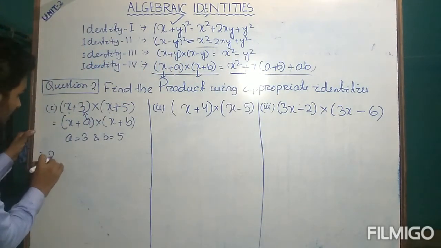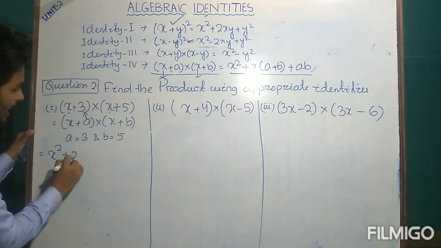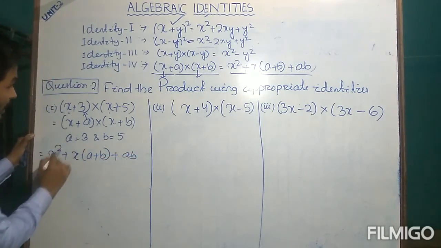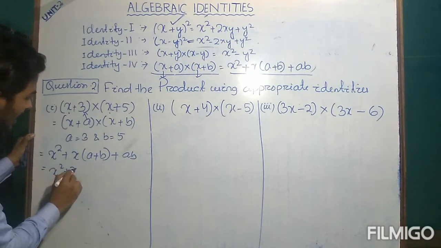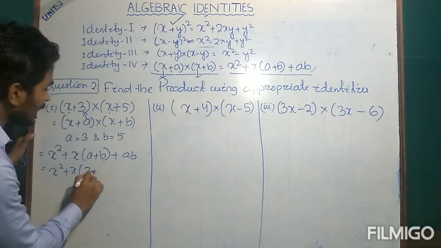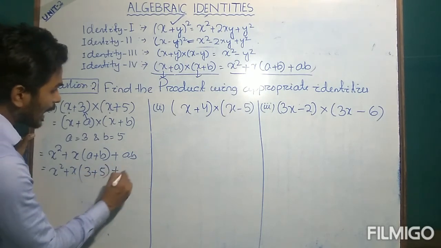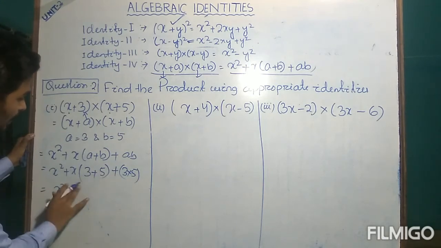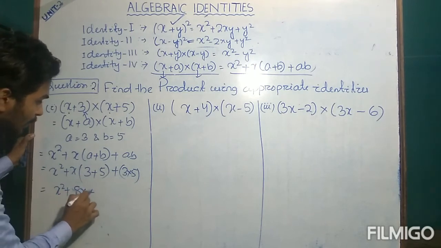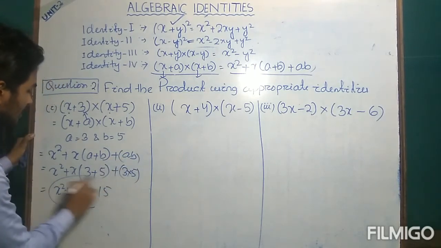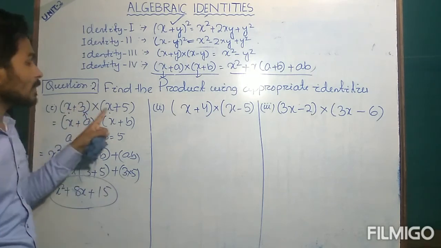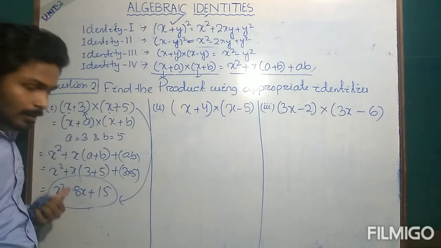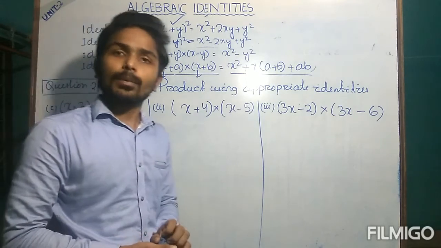Identity 4 tells us that (x plus a)(x plus b) is x square plus x times (a plus b) plus ab. So x square, here x is the variable. In the place of a you put 3, and in the place of b I put 5, and ab means 3 into 5. So it will be x square plus (3 plus 5) which is 8, into x, that is 8x, plus 3 into 5, that is 15. So this is your answer. Hence the product of (x plus 3)(x plus 5) is equal to x square plus 8x plus 15, and it is a quadratic polynomial. Hence you find the product of these two linear polynomials.